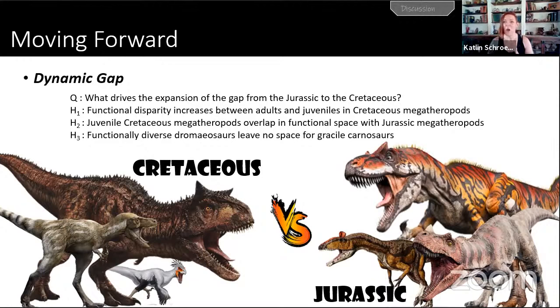So that includes juvenile tyrannosaurs competing with dromaeosaurs? That would be an interesting question. I doubt it, but that's the kind of thing that we're looking at.